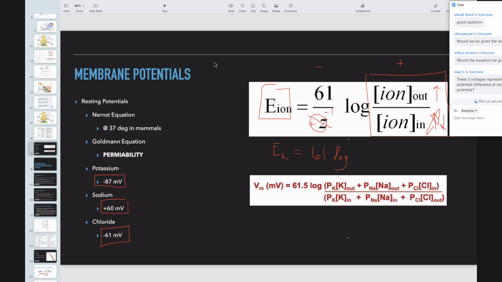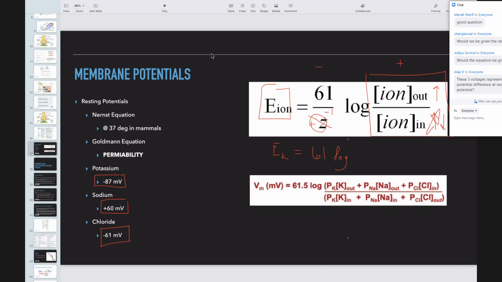So these three voltages are what go into playing a role in determining the resting potential of a membrane, correct? So we'll get into that shortly. Just one other question. Does negative resting potential of that particular ion mean that the ion makes the cell more negative? No, this isn't determining the charge.